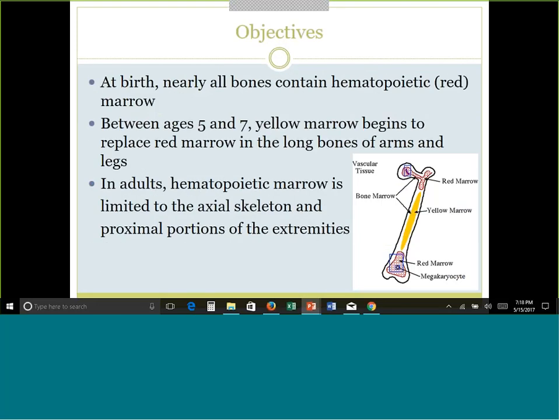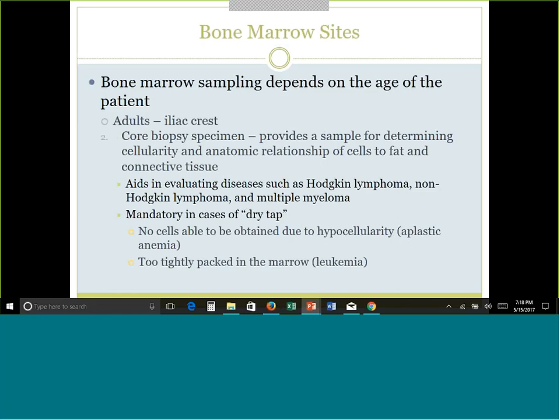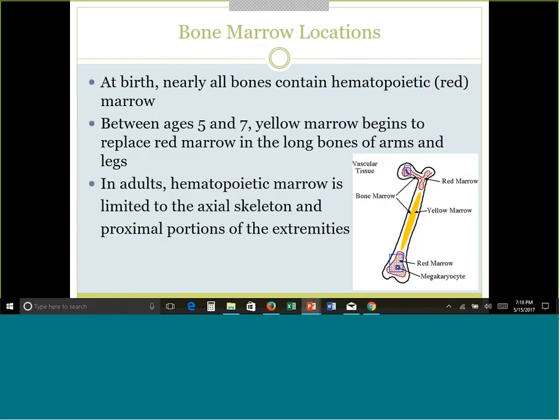So for bone marrow locations, when you're first born, almost all of your bones contain hematopoietic, what we call red marrow. That means it's actively producing cells. As you get a little bit older through childhood, it will change, and so finally what ends up in adults is that the ends of your long bones will be the red marrow and the rest of the bone will be yellow or fatty marrow. So that's kind of the picture. The picture kind of shows that at the ends of those long bones are the red marrow.